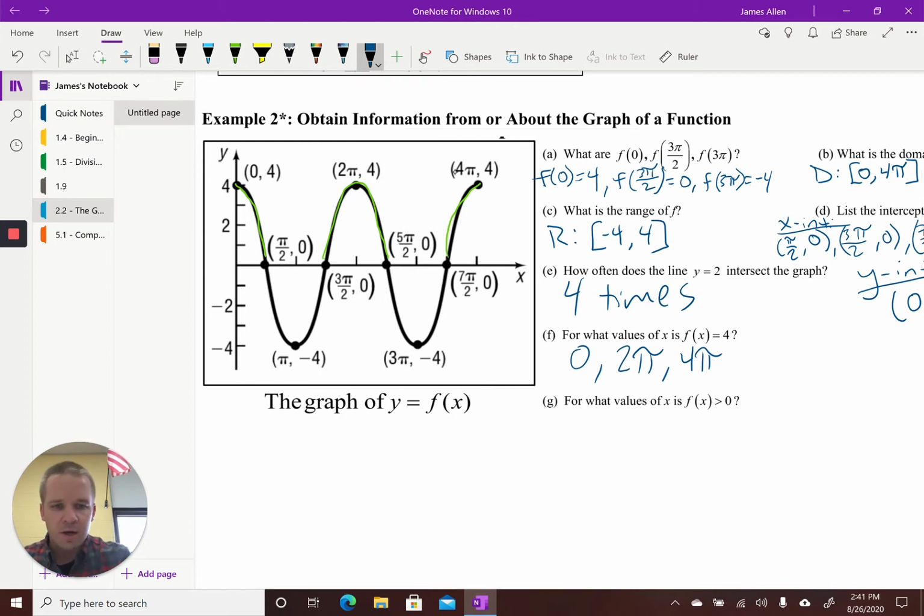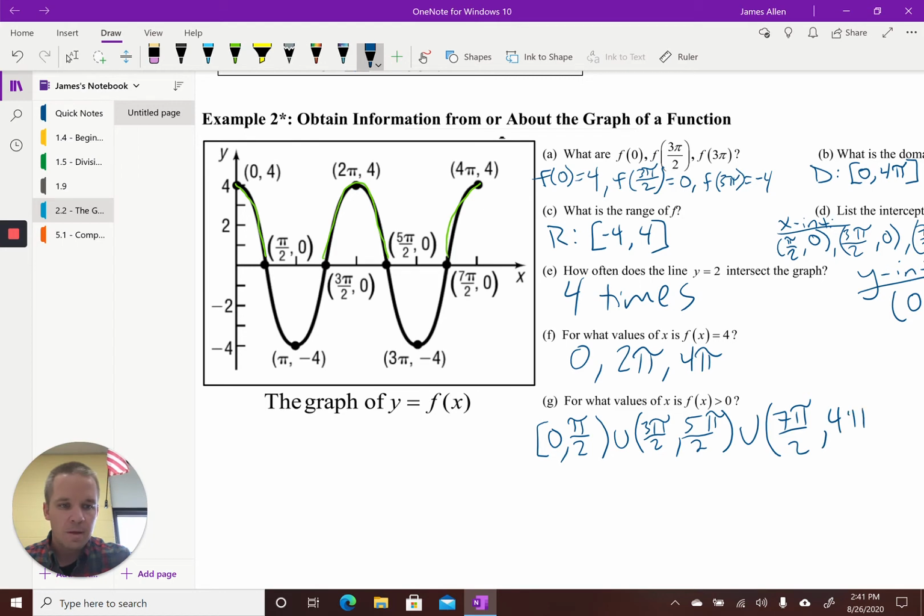So it looks like I'm going from 0, including 0, so that is a point on the graph, to pi over 2, but I'm not going to include that because it's equal to 0 at that point. Then we're going to union with from 3 pi over 2, again, not including it because it's equal to 0 at that point, to 5 pi over 2, again with the parenthesis for the same reason. And then the last one, we're going to have 7 pi over 2 to 4 pi. And in this one, we do include it because it's a solid dot there, and it is greater than 0.